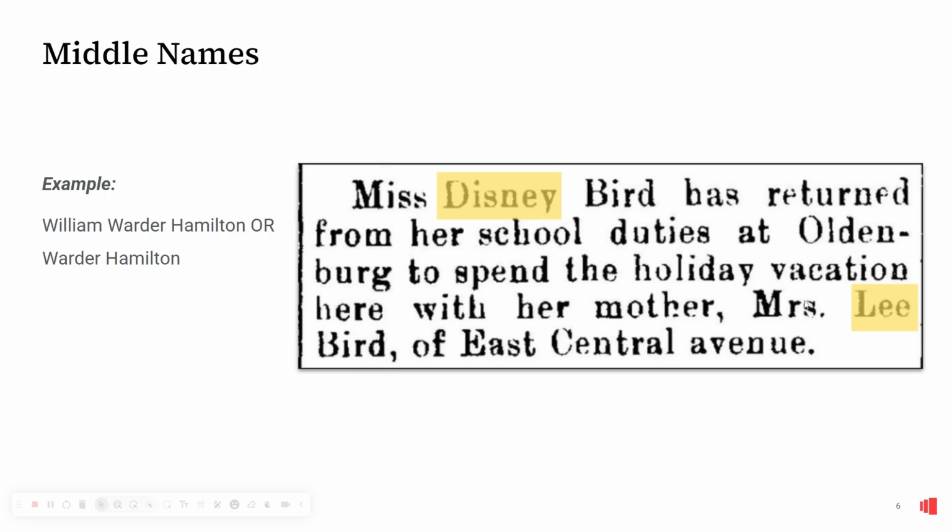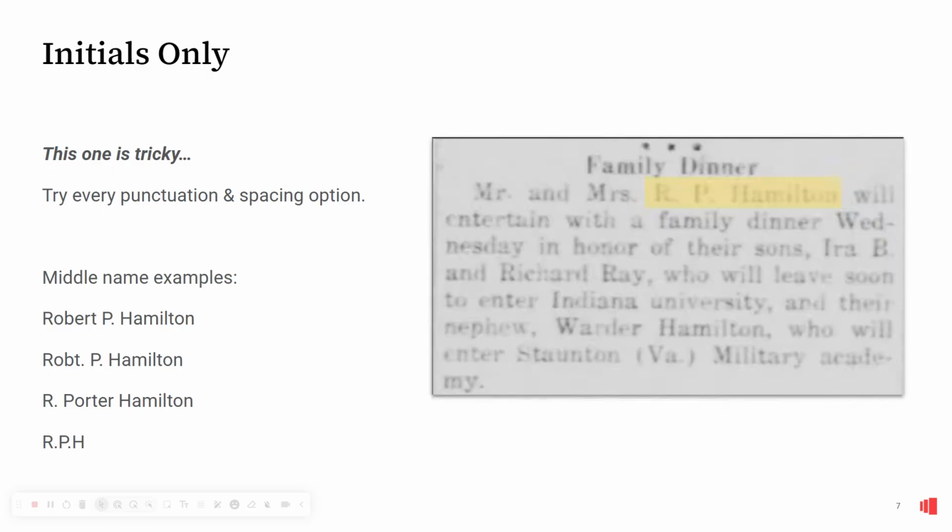And then her dad's name was William Lee Bird, but he often went by Lee, and so this is her mother as a married Mrs. Lee Bird here. So trying those different variations of middle names is important as well. You never know when they could have been mentioned as the middle name.